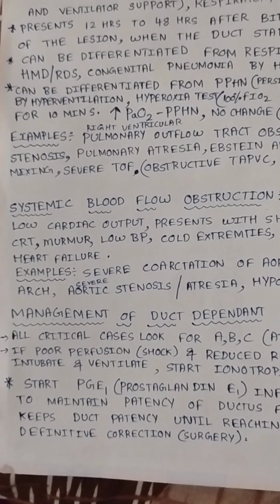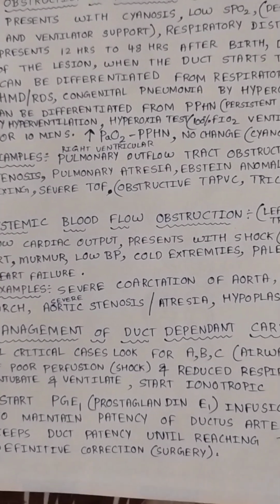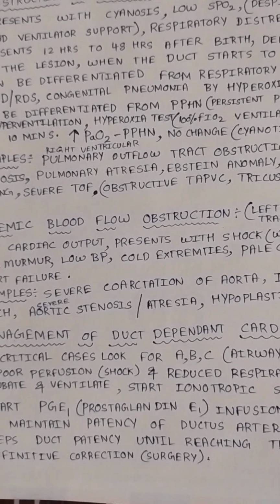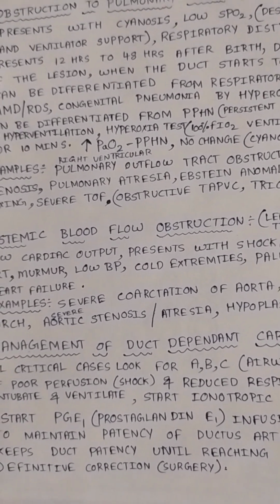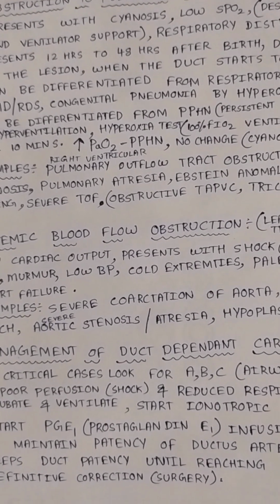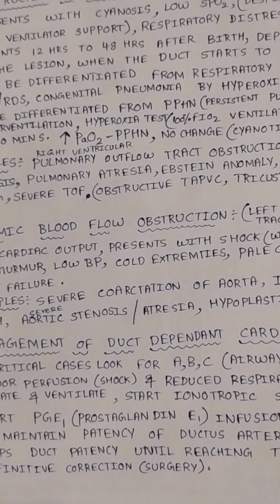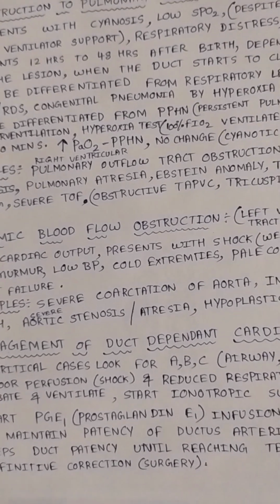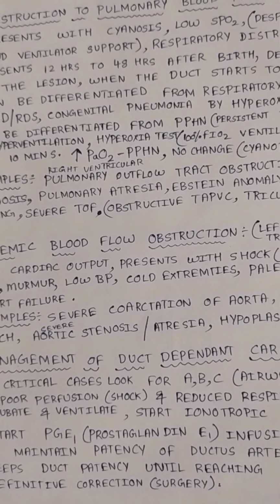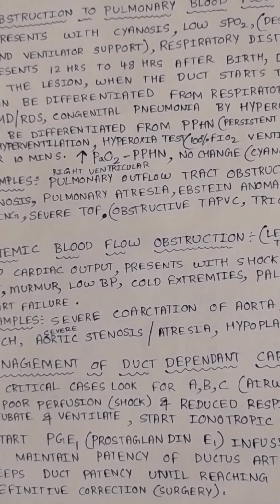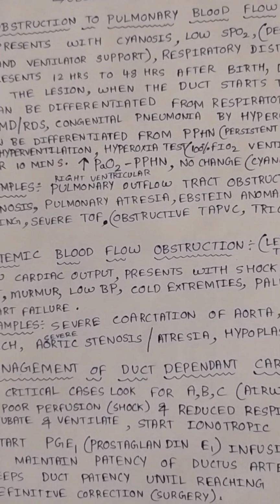If the pulmonary circulation is obstructed, some blood from the systemic circulation should come into the pulmonary circulation and supply the lungs. If the systemic circulation is obstructed, some blood from the pulmonary circulation should supply all the systemic organs. So how will this mixing occur? Only if the ductus arteriosus is patent will this mixing occur and save the baby.